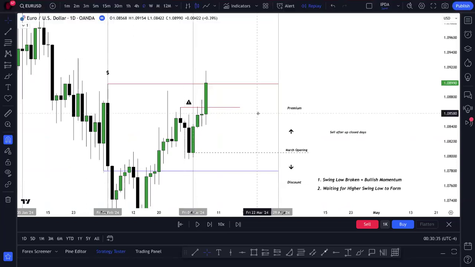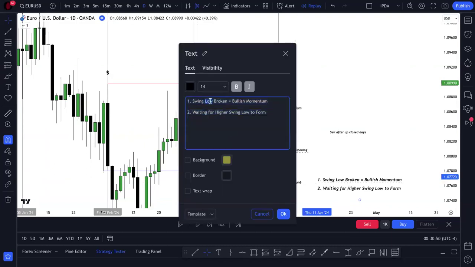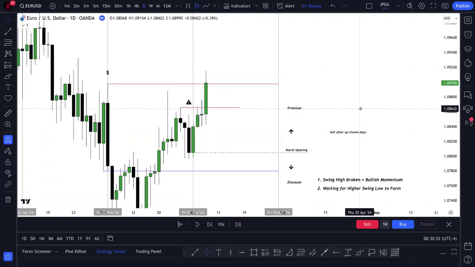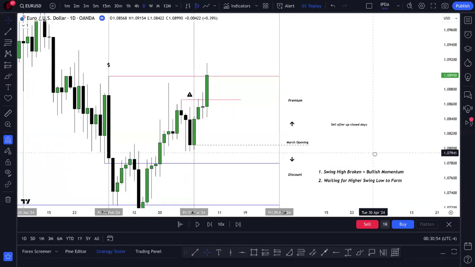Do you mean swing high broken on 1? I'm not sure exactly what you mean by that. But yeah, there's a swing high broken right here. There's a swing high broken here on the 4th of March. Price breaks. I see what you mean. Swing high broken. Appreciate you guys, chat coming through again. So swing high broken, yes, swing high broken equals bullish momentum. So price breaks this swing high, we're waiting for a higher swing low.